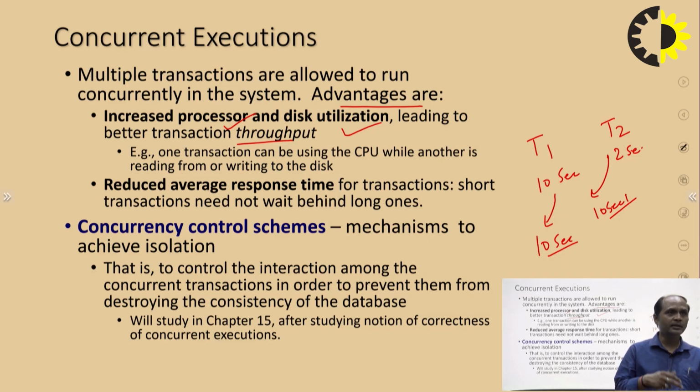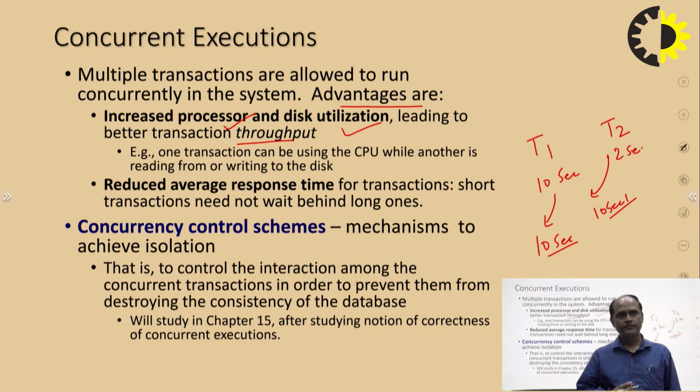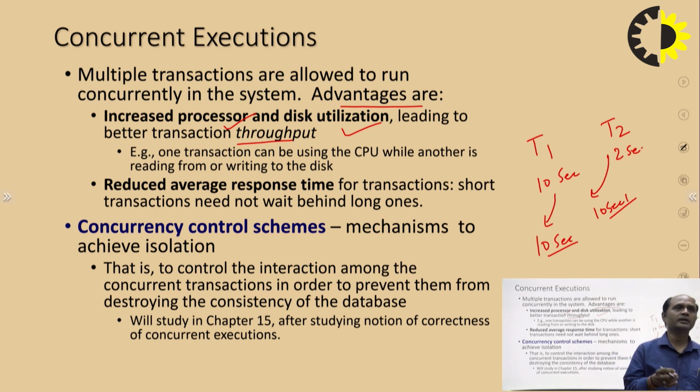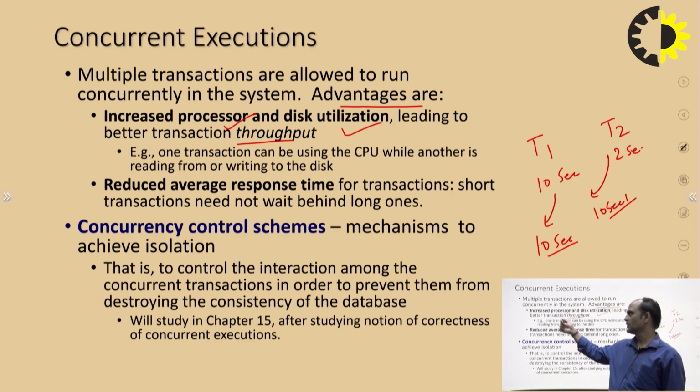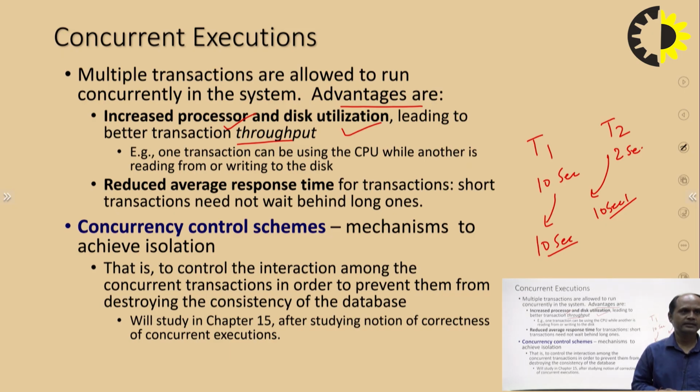There are many types of transactions that can be executed in a particular scenario. If we allow multiple transactions to run at a time, this is called concurrent execution of transactions. These are the advantages and disadvantages. The advantages are increased processor and disk utilization, which leads to better throughput. The disadvantage is reduced average response time. This is called concurrent execution.